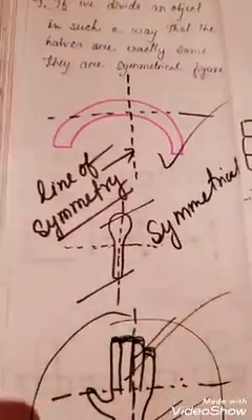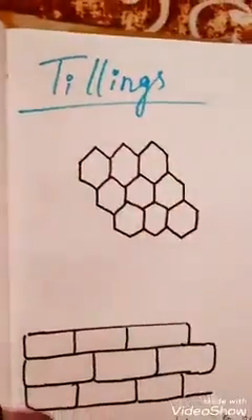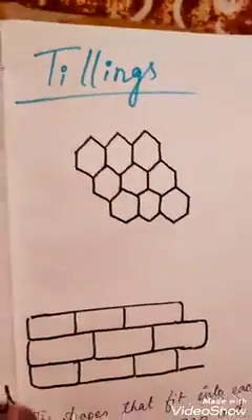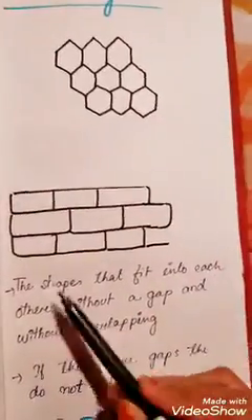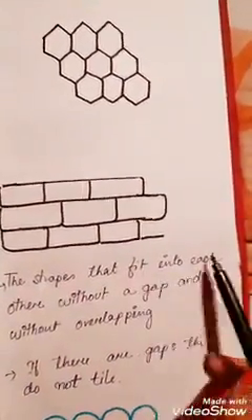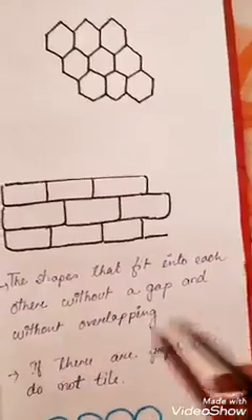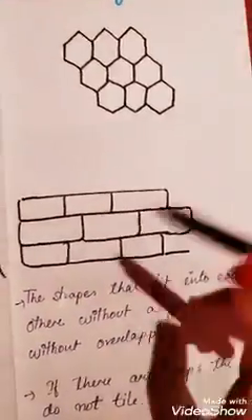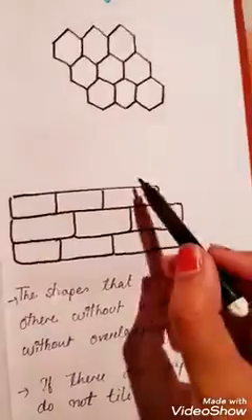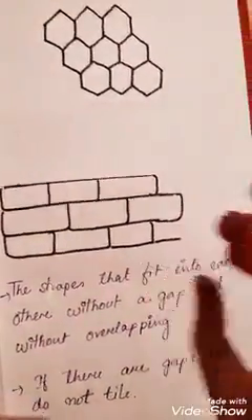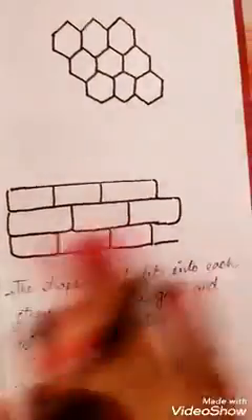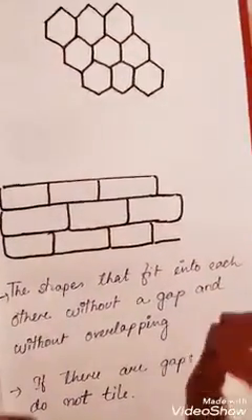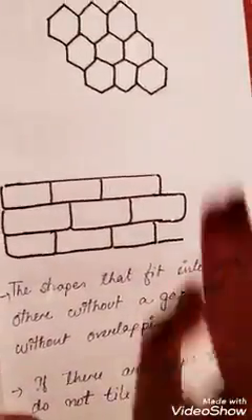Okay, now the next and last topic is tiling. So tiling means what actually, students? Here you can see some shapes I have drawn. You can see the shapes that fit into each other without a gap and without overlapping. That means when we are drawing something and we insert something there, it exactly fits the gap without any gapping and without overlapping. Overlapping means one into another.